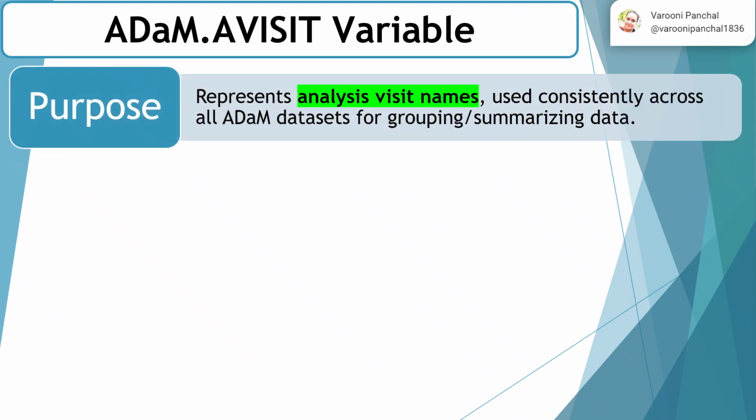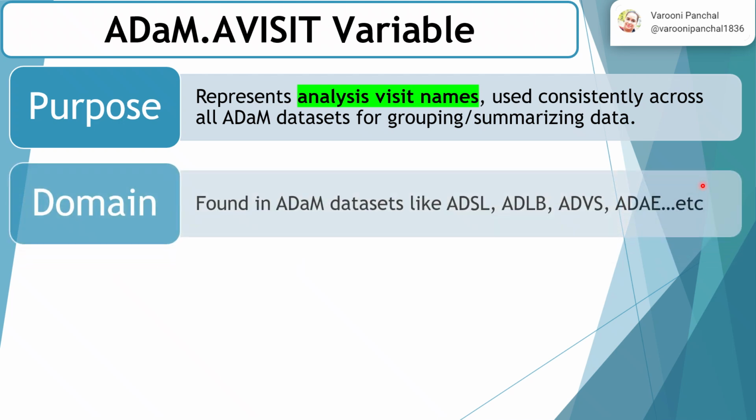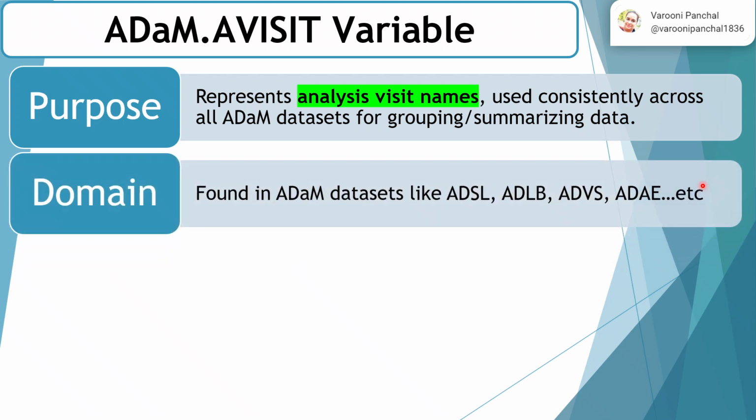ADaM.AVISIT variable. The purpose of this variable is that it represents the analysis visit names used consistently across all ADaM datasets for grouping and summarizing data. So these are the analysis visit names, and they are found in most of the ADaM datasets, that is ADSL, ADLB, ADVS, ADAE. ADSL represents the subject level ADaM dataset, ADLB is laboratory, ADVS is vital signs and ADAE is adverse events. It is not limited only to these specific domains.